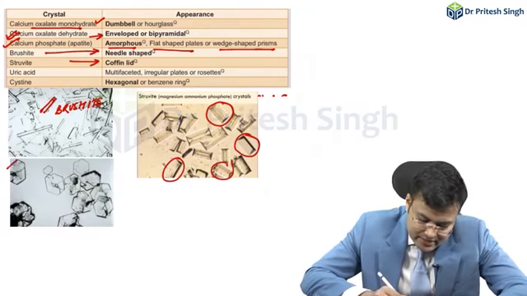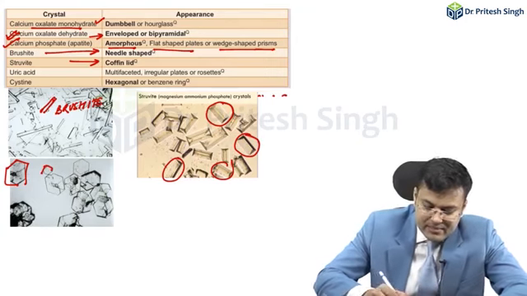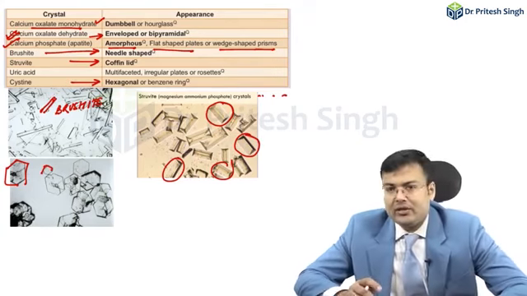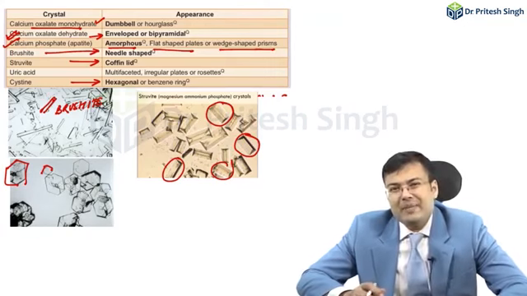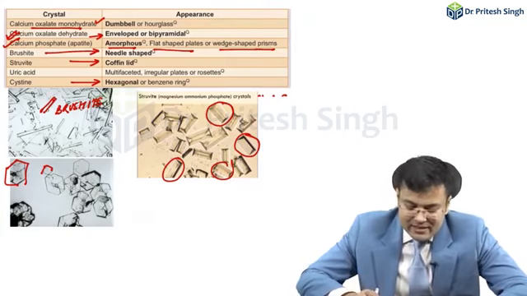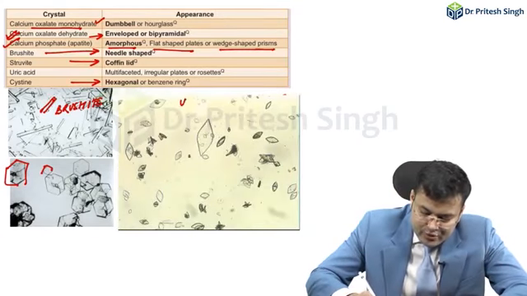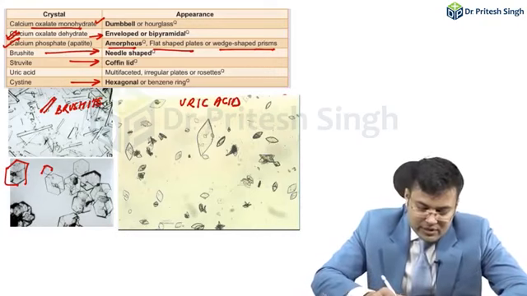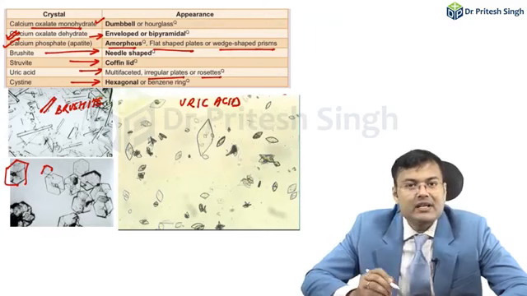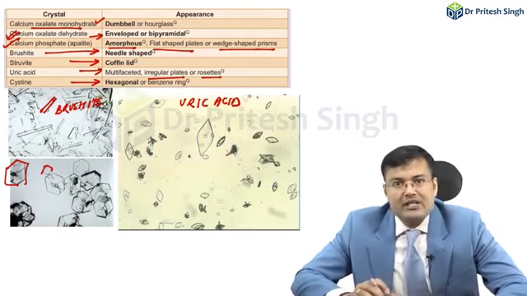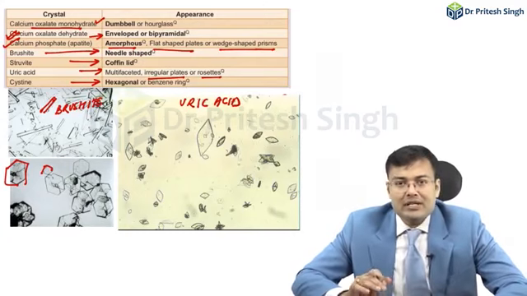Now can you see here? It is hexagonal or benzene shaped, and it is seen in cystine stone. So cystine stones have hexagonal or benzene ring like crystals, and this is seen in uric acid stone. So in uric acid stone there are multifaceted irregular plates or rosette shaped crystals. So these questions are very very important nowadays, frequently asked.